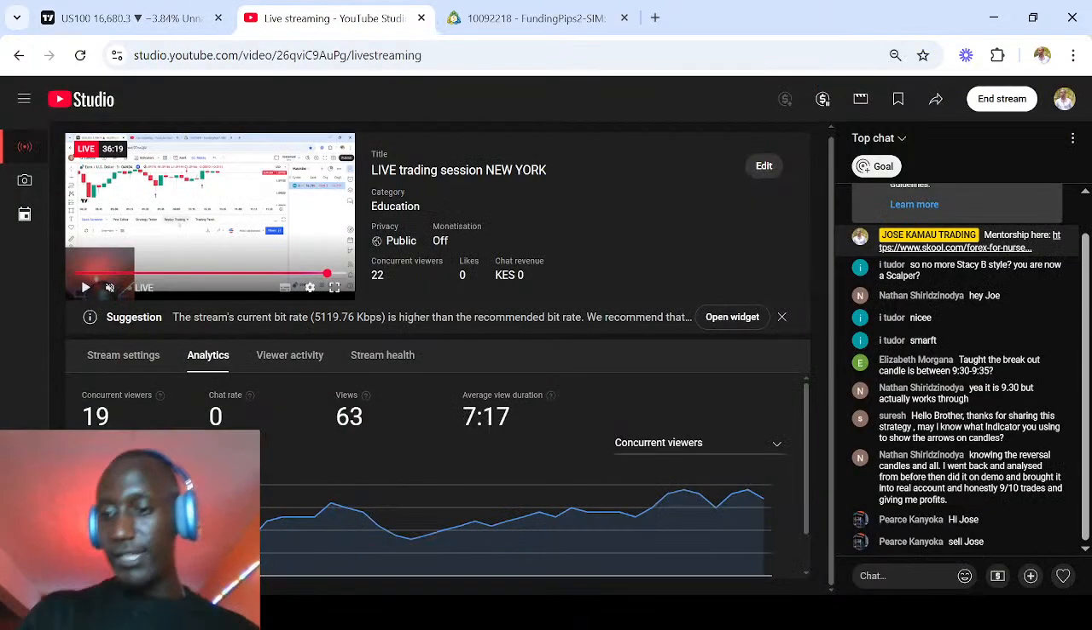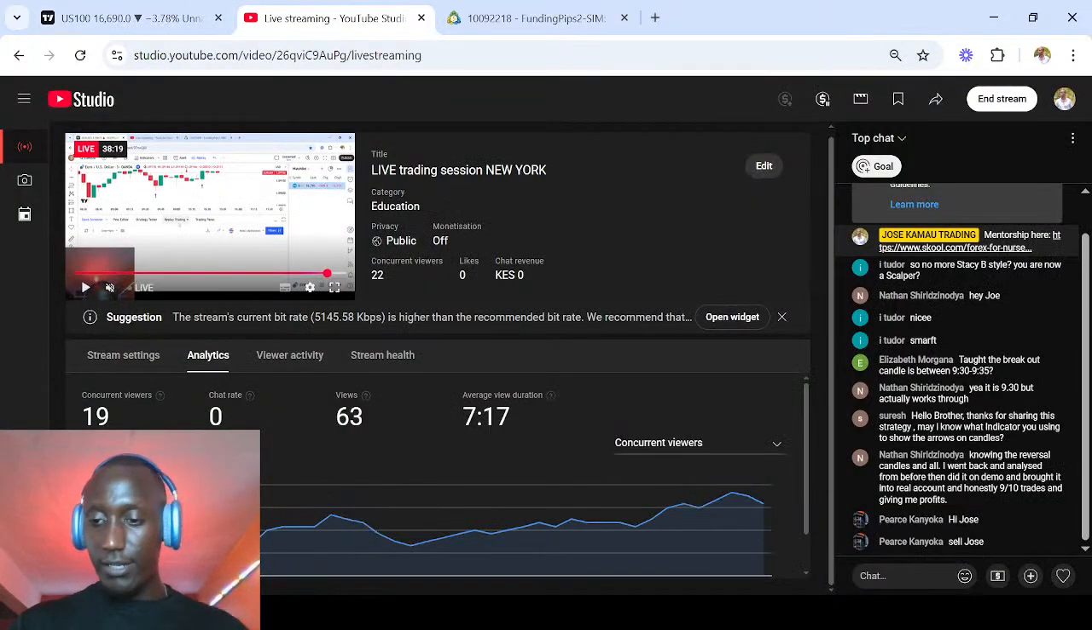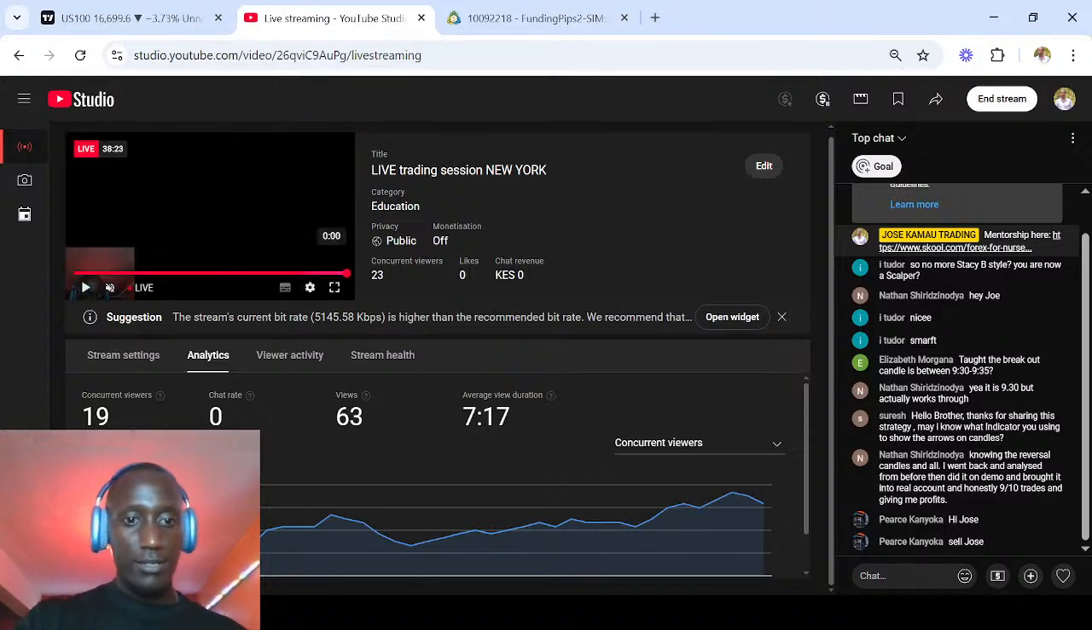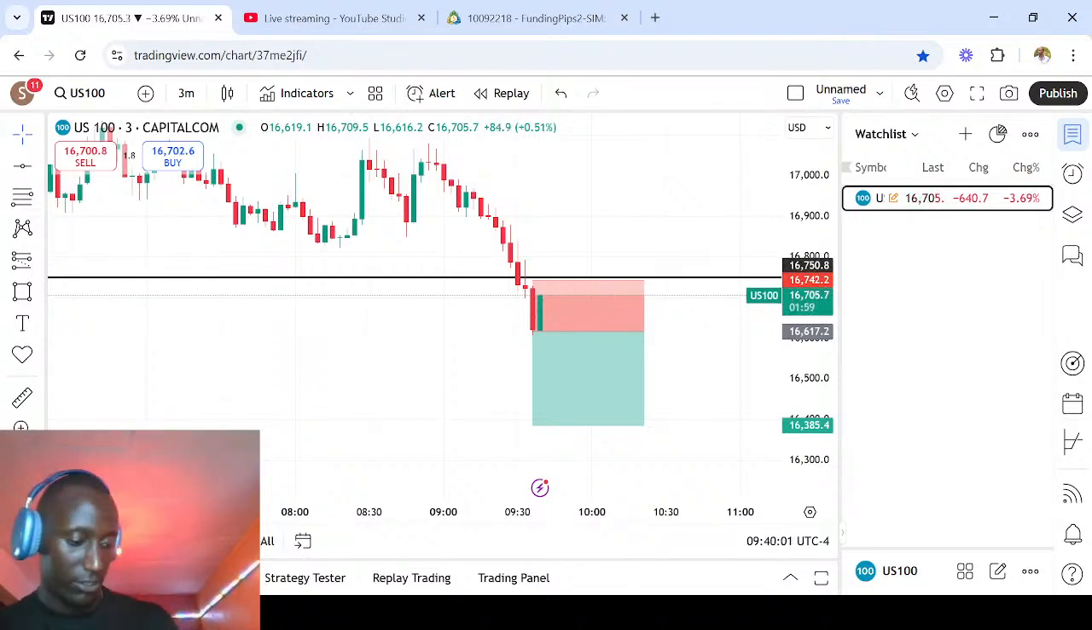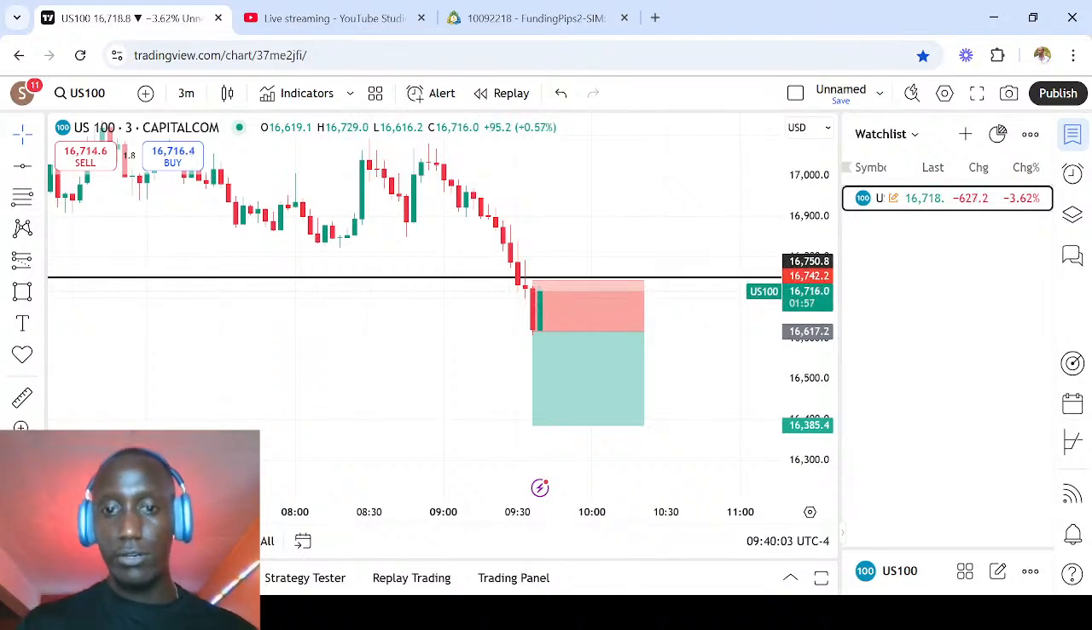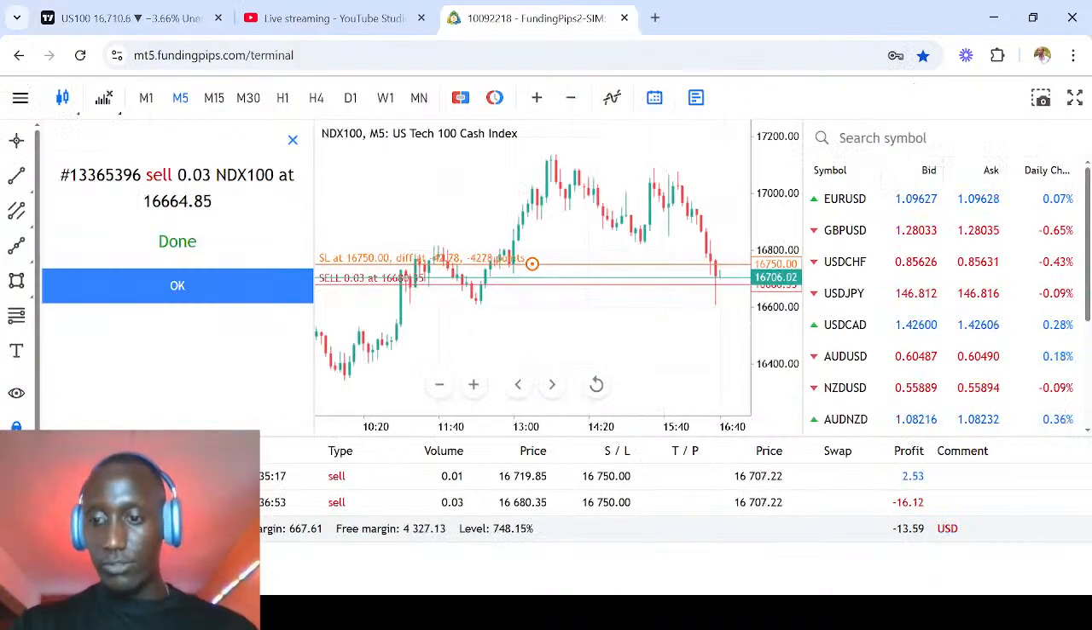Is there anybody who is in this trade? If you're in this trade, give me a thumbs up or give me a reaction. Are we getting cooked together or are you guys just cheering me on? Have I been stopped out?